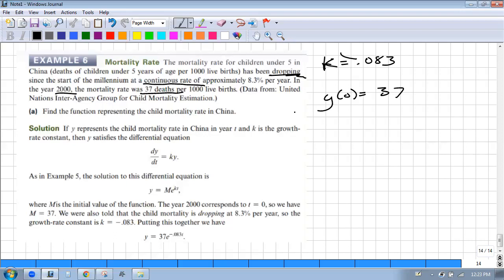So we could just automatically write down Y equals 37 e to the negative 0.083 t. At least they use t for time instead of x. We already know this. We could just write that down. Of course, they want us to do it the long way. So we start off with their formula, integrate both sides, and solve for m. There's our formula.